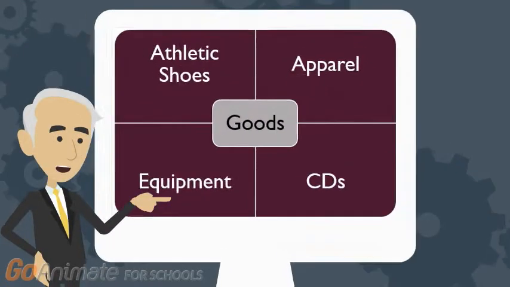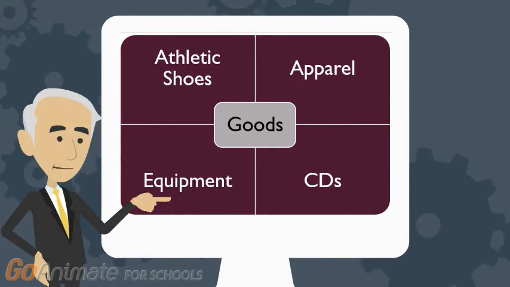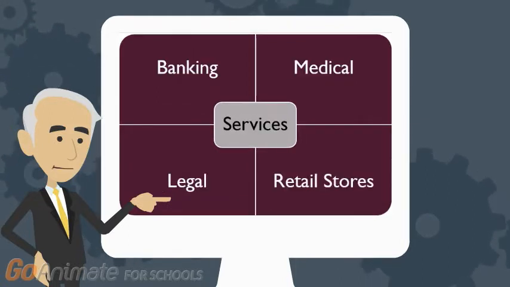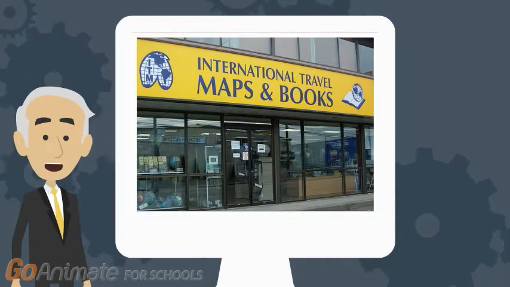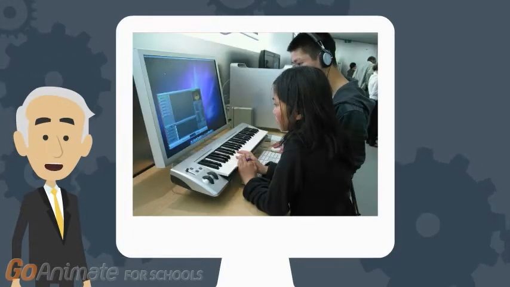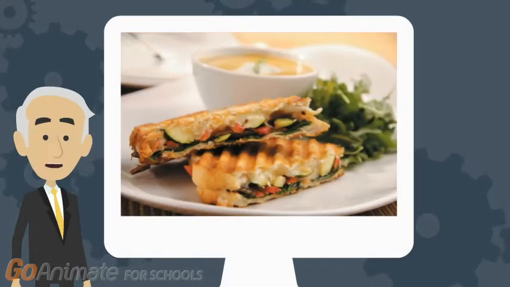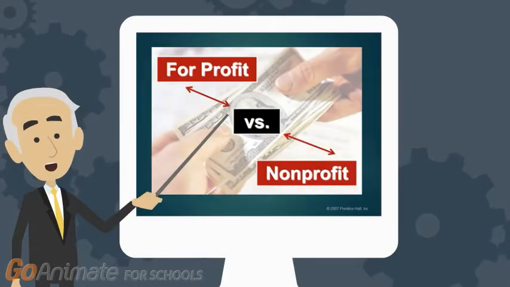Think you got it? These are all goods: athletic shoes, apparel, equipment and CDs. These are all services: banking, medical, legal and retail stores. You may have made the mistake to think retail stores are providers of goods. They provide service. You could argue both ways, but generally they are considered providers of service. A computer store would be a provider of what? Service. That is correct. Another one that is confusing are fast food restaurants. What do they provide, goods or services? That is right, services.